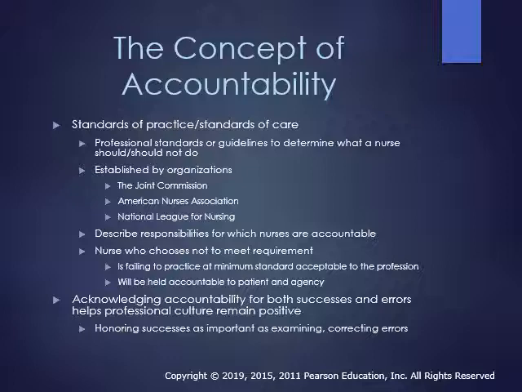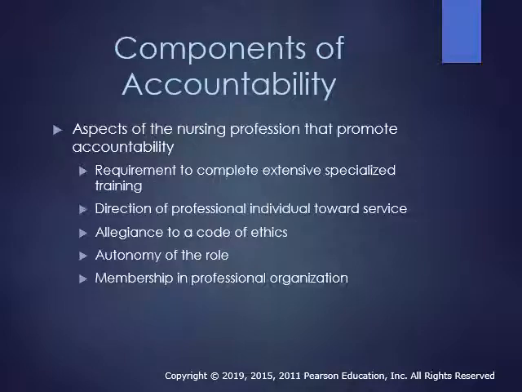Acknowledging accountability for both successes and errors helps professional culture remain positive, and honoring successes is as important as examining and correcting errors. So how do we get to be accountable? Aspects of the nursing profession that promote accountability include the requirement to complete extensive specialized training, direction of professional individual towards service, allegiance to a code of ethics, autonomy in the role, and membership in a professional organization.